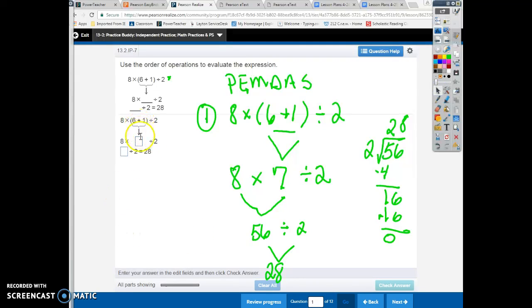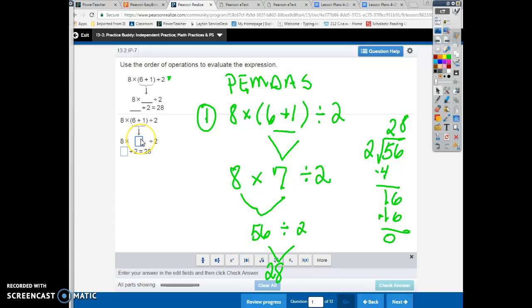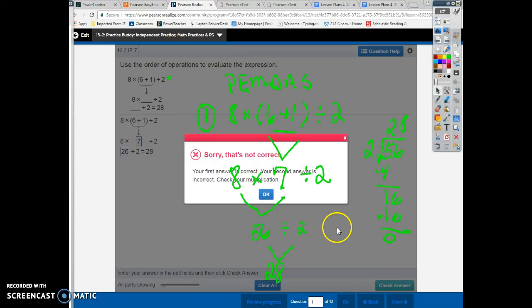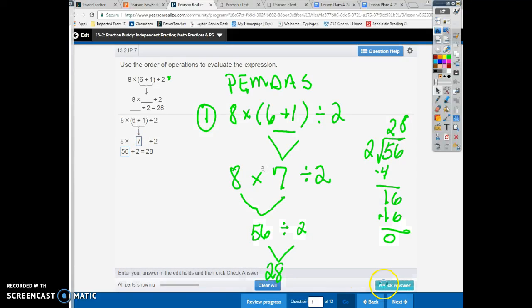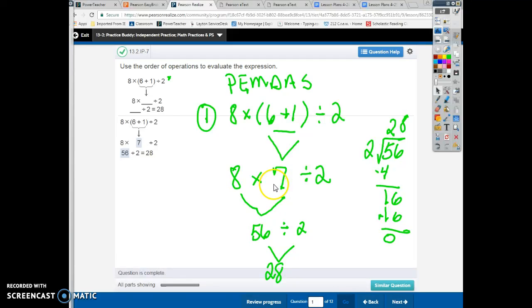Now we want to go ahead and fill in our answers. 6 plus 1 is 7. And when I solved 8 times 7, I got 56. And 56 divided by 2 is 28. So I know that's right. We check our answer. Oh, for Pete's sakes. 8 times 7 is not 26. 8 times 7 is 56. Now we check our answer. There we go. See what happens when you try and go too fast?